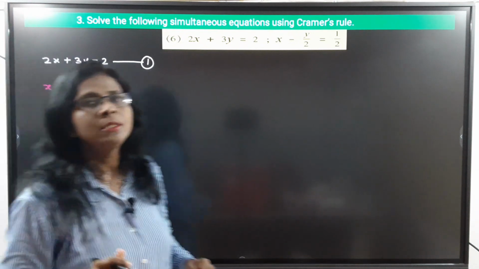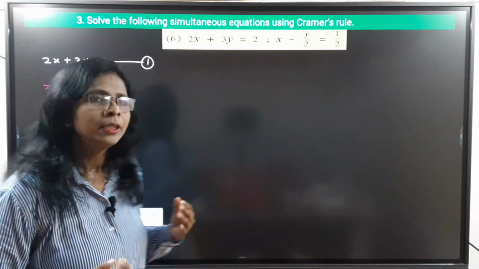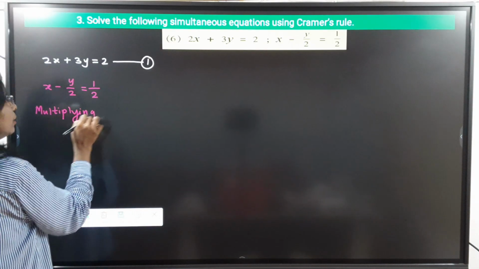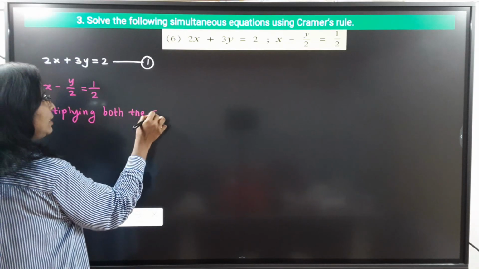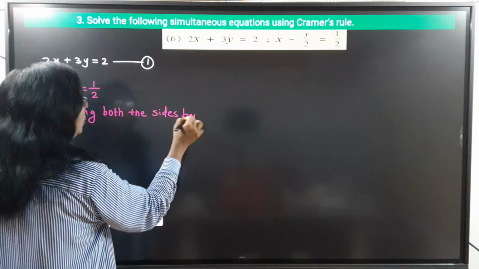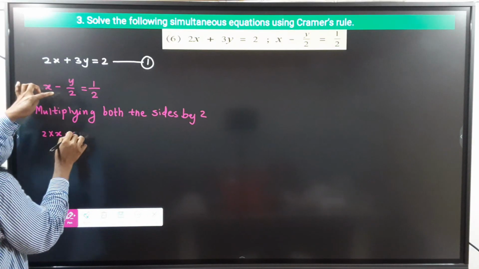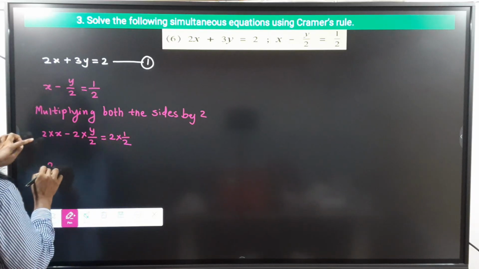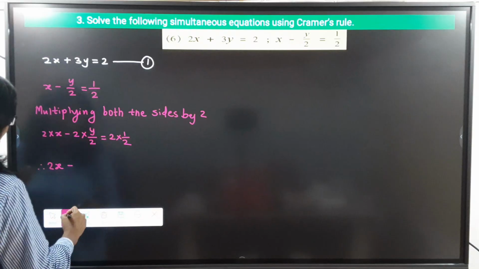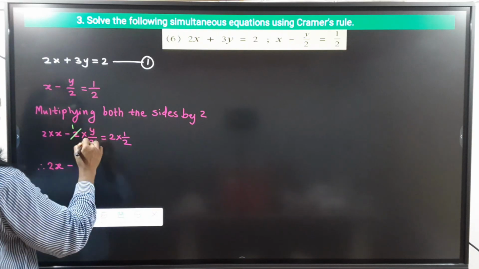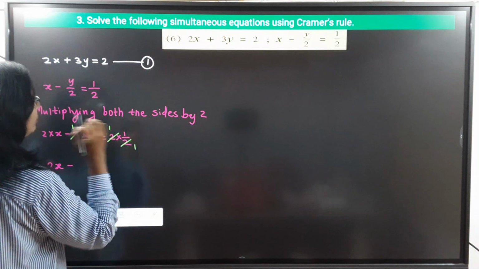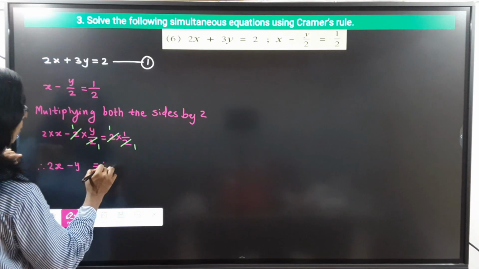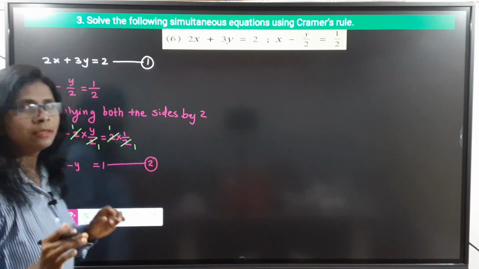Now here, students, this is a complex equation, so I simplify this equation further. Multiplying both sides by 2, therefore 2 multiply x minus 2 multiply y upon 2 is equal to 2 multiply 1 upon 2. Therefore 2x minus y, here the 2s cancel. So the remaining equation is 2x minus y is equal to 1. This equation I call the second equation.